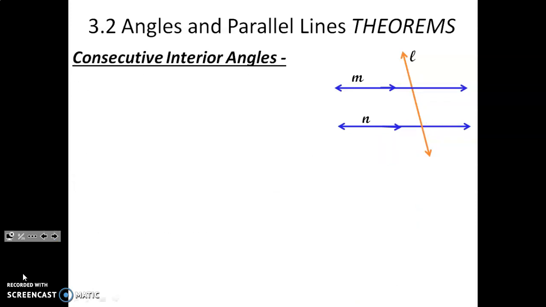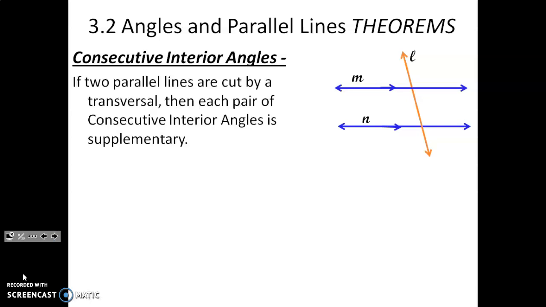Consecutive interior angles. Now these are opposite colors, okay? But opposite colors are actually going to be supplementary to each other. Because remember, going back to corresponding angles, if we looked at angle 2, which would be right above angle 3, angle 2 and angle 6 would be congruent to each other. Well, we would know 2 and 3 add up to 180, so therefore we know 6 and 3 add up to 180. So these are consecutive interior angles. Same thing with 4 and 5 here.